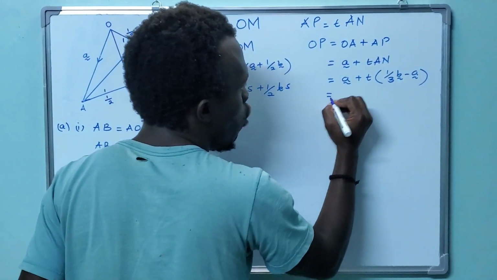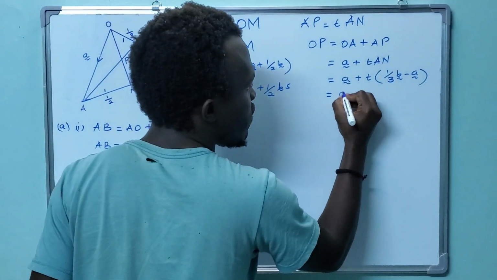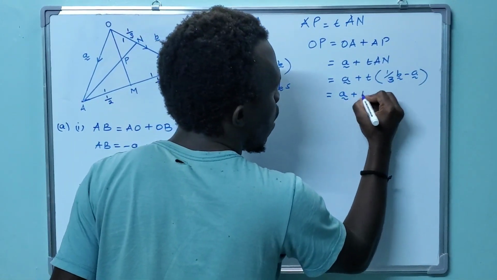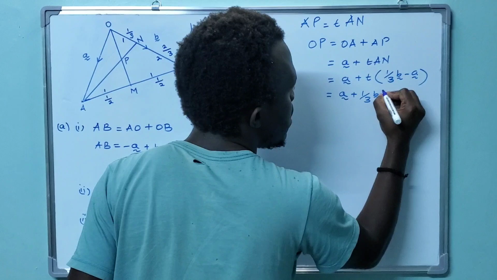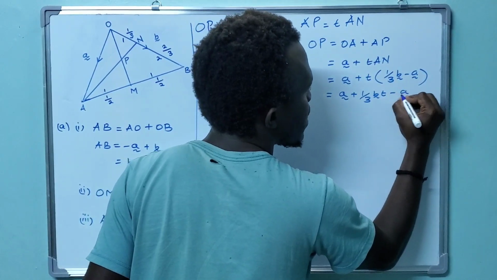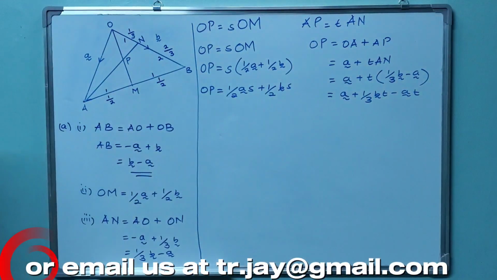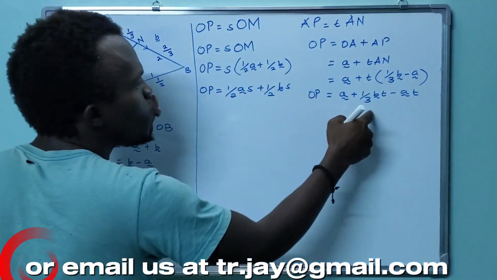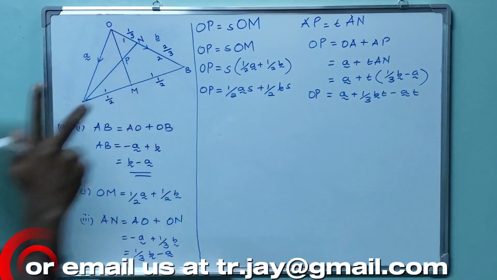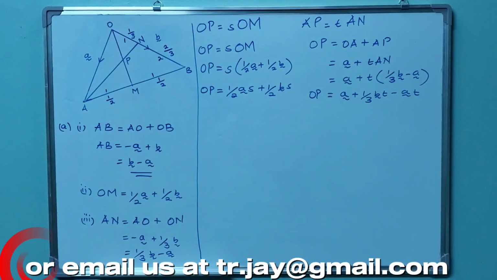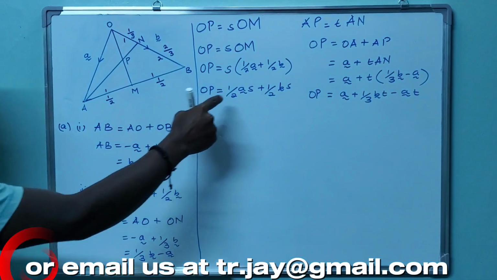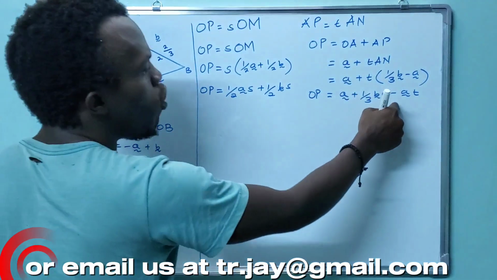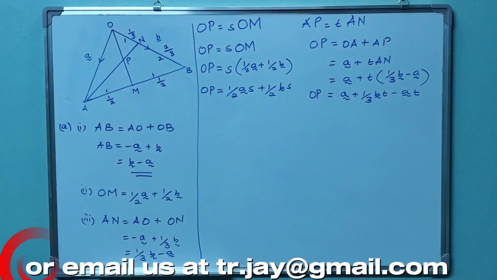So, what is going to be my OP? I'm going to open up the bracket. I'm going to have here vector A plus 1 over 3 vector B T minus vector A T. So, I have this as my OP and this one also as my OP. So, I'm having two OP. I've expressed OP in two different ways. Now, remember, we've been told to get the value of S and T. Now, what am I going to do here? Because this equation equals OP and this equation also equals OP, I'm going to equate the two equations.